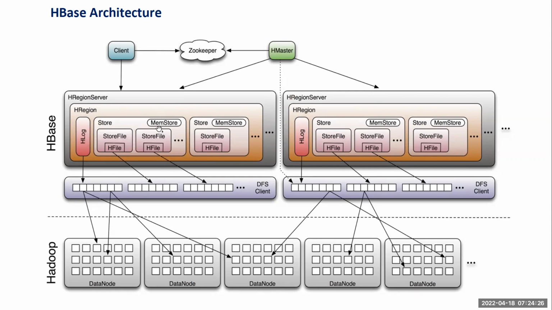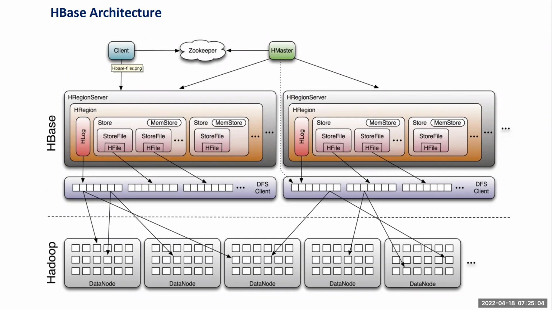When you insert some data into the table, what will happen? The client connects to Zookeeper. Zookeeper will forward the request to HMaster. Now HMaster will check the metadata and tell you: you are trying to insert student ID 201, so 201 should go to the second region, which is running on region server 2. So where to store the data, the indexing or partitioning, all these things will be controlled by HMaster. So HMaster is the person who will just guide the client.